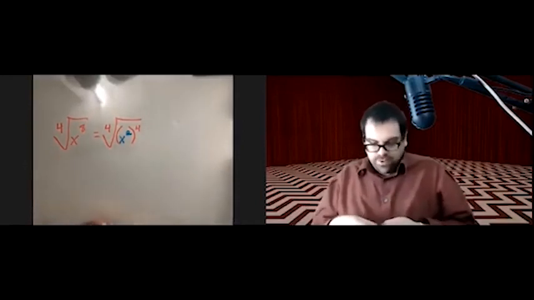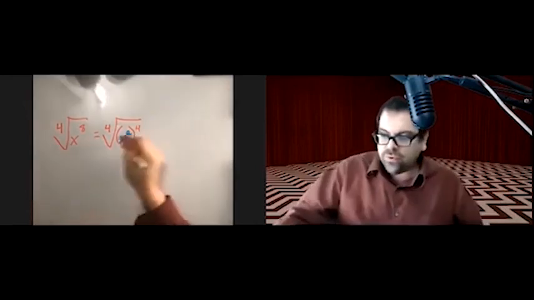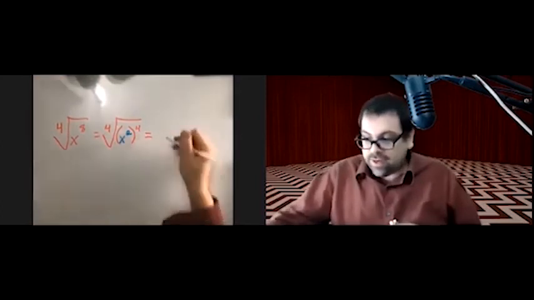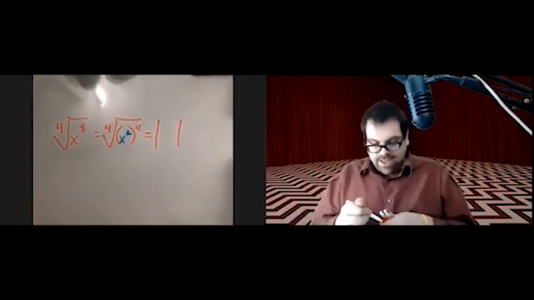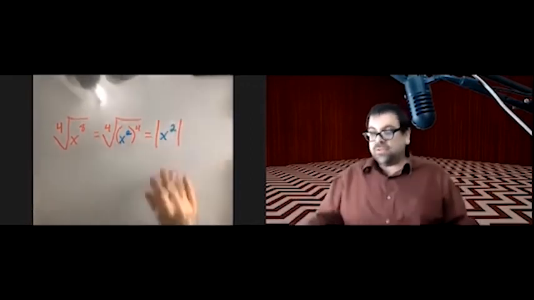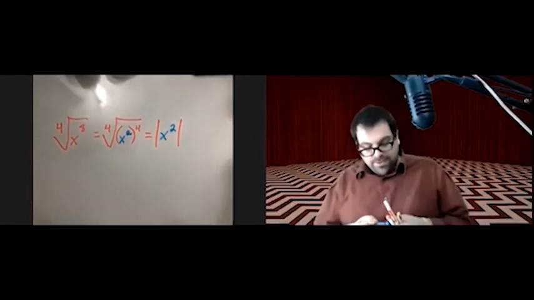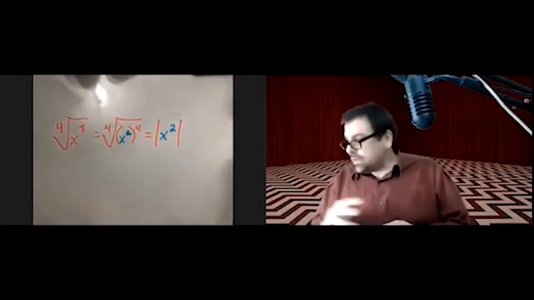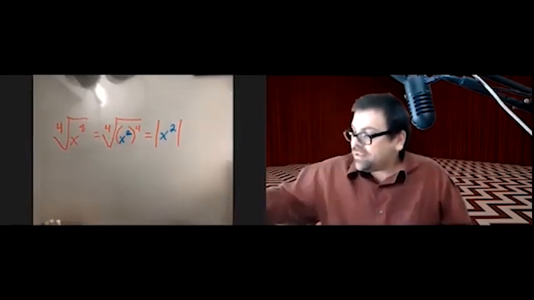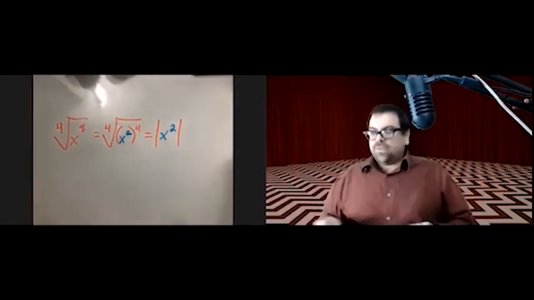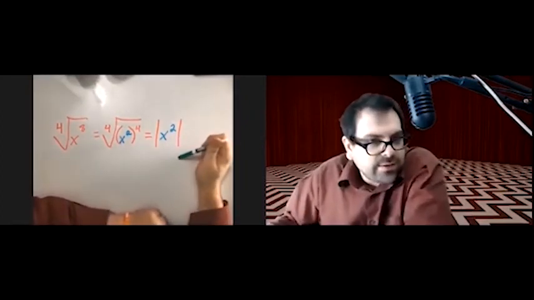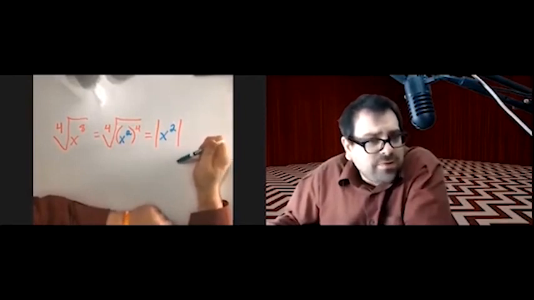So now, when the 4th root and the 4th power cancel each other out, and they are even, we take the absolute value of what's left, the absolute value of x squared. But something funny happens on the way to our final answer. We need to think about this. The absolute value of x squared. Is this simplified?